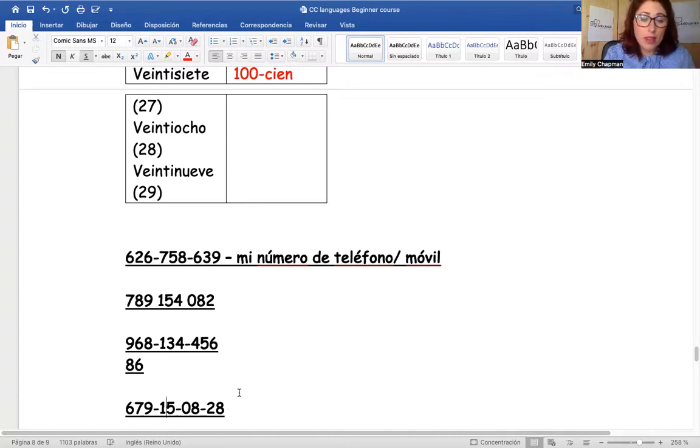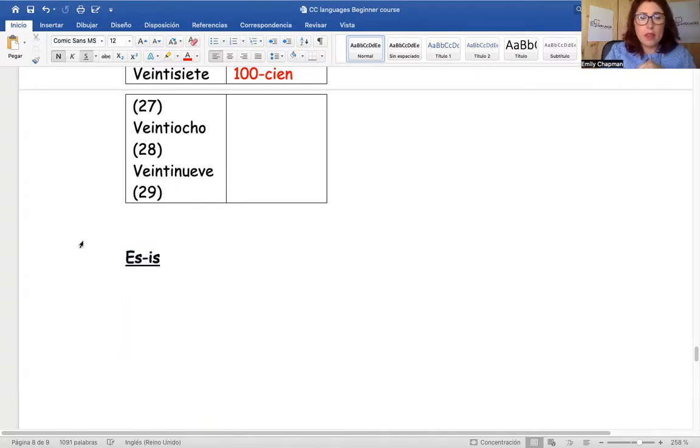So if you want to do it like that, you can, but there's not really a set rule of how to read a number. That would just be my recommendation. Okay. Other ways that we might want to use our numbers are with prices. So if you wanted to ask how much something is, we could say, ¿Cuánto es? How much is it? ¿Cuánto es?